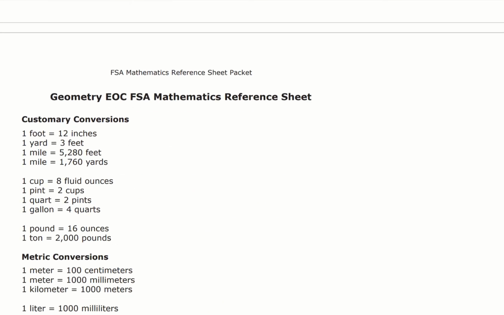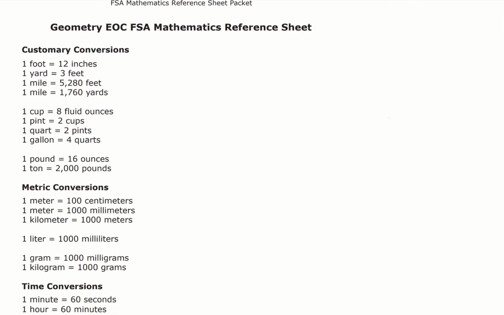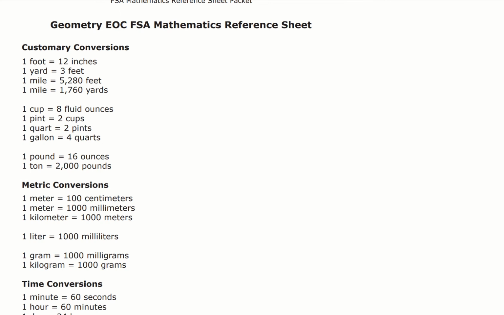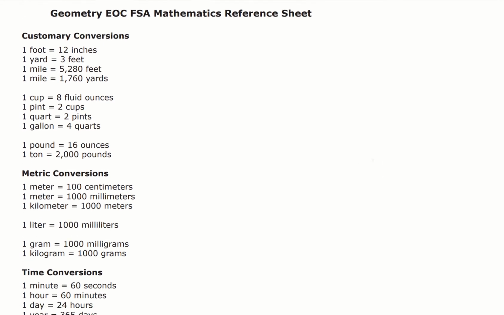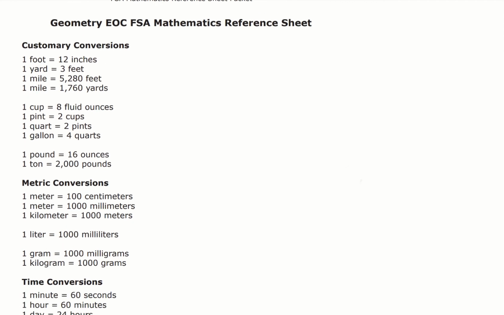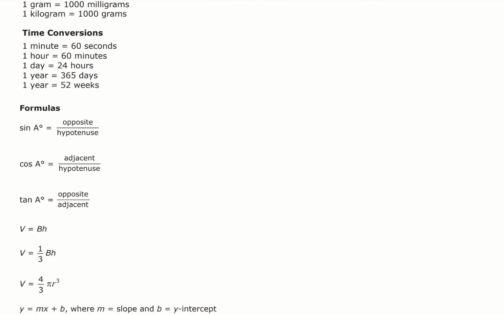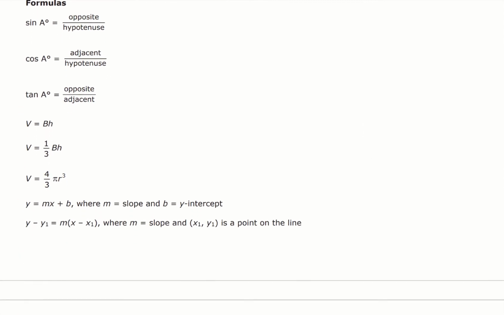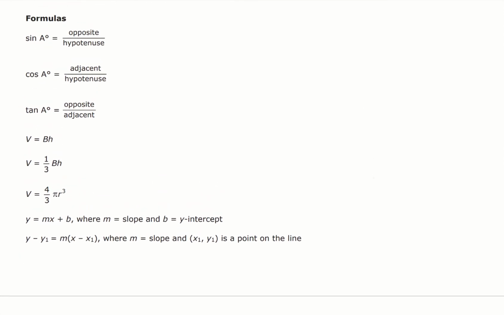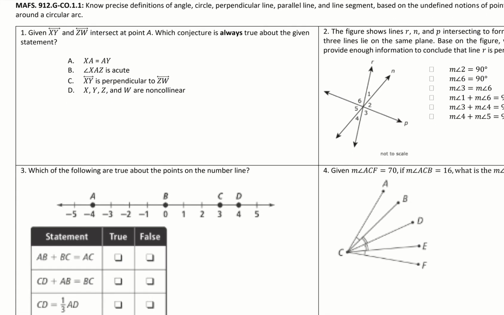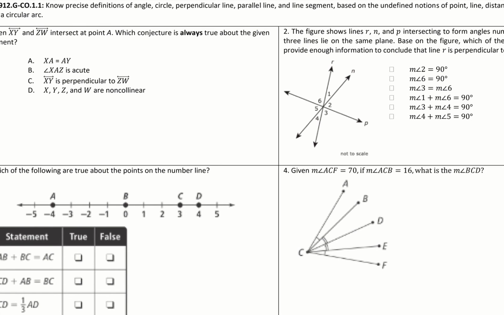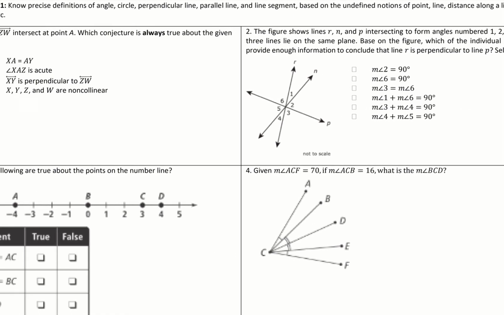So let's go ahead and get started. We're going to be focusing on the first category, but we're going to finish off the second category in another video. If you look at this page, it's just a reference page. This is the only reference sheet that you're going to have on the actual EOC. You've got a bunch of conversions and a few formulas, and that is it. So you're going to need to remember a lot of the stuff that we talked about. The first standard here is about precise definitions of terminology, talking about point, line, distance, and all that.